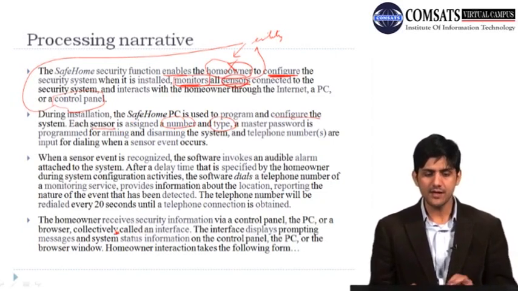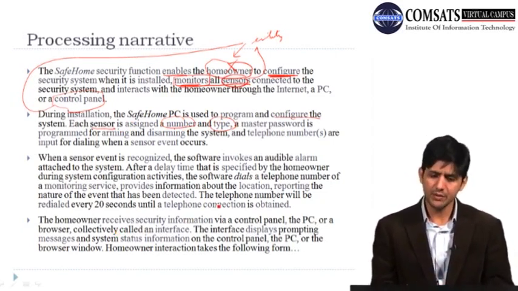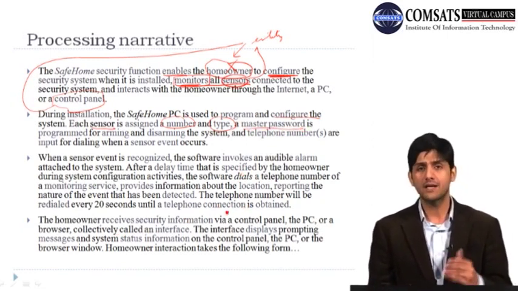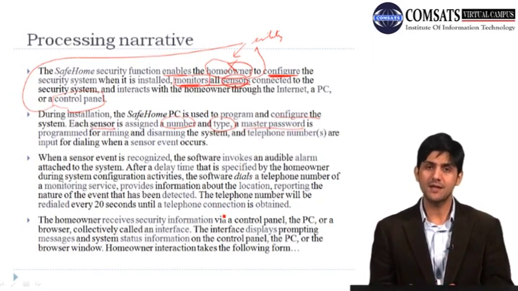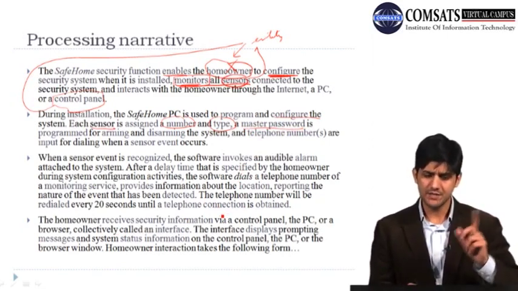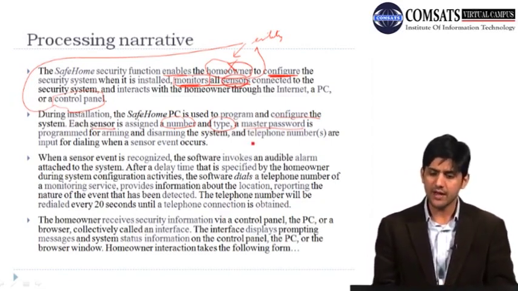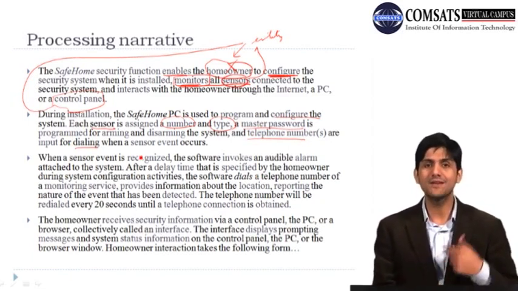And then we are saying a master password is programmed for arming and disarming the system. So we know that there is another data, which is the master password, which may be sent to activate or deactivate my system, and which would be sent by the user. So this is another piece of data which my system has to take care of. And then I know that telephone numbers are input for dialing when a sensor event occurs.